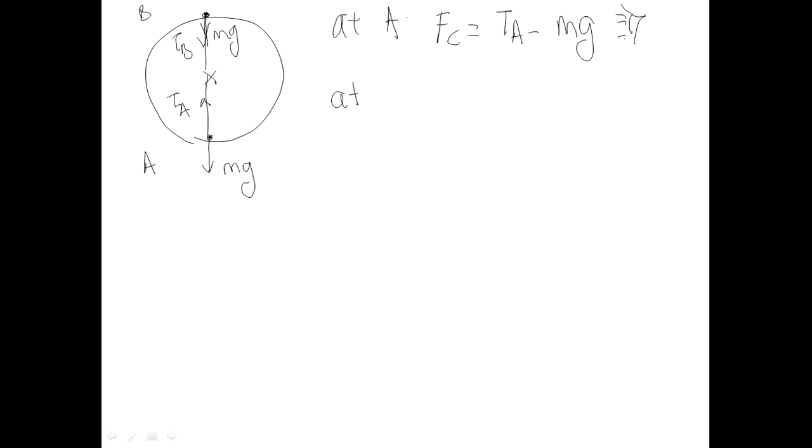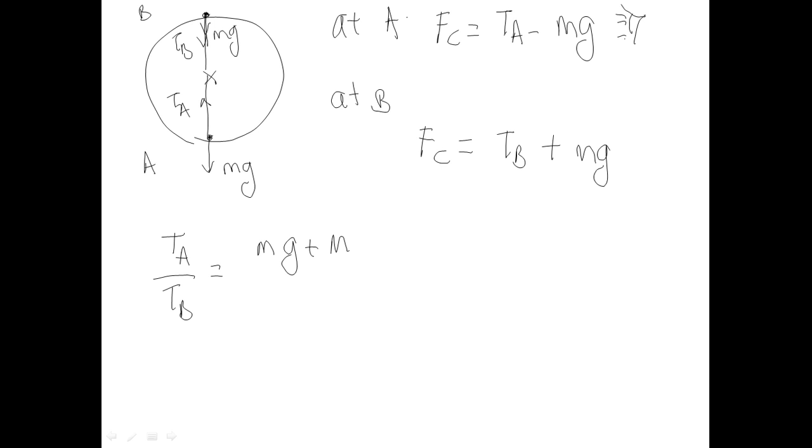Now let's go to B. At B, we know that the centripetal force is provided by the sum of these two things, agree? The sum of TB and the gravitational force mg. Because they are sharing the same direction, as I have drawn here. So the question wants you to find the ratio of the tension at A and the tension at B. Very straightforward. I can get it as mg plus m.